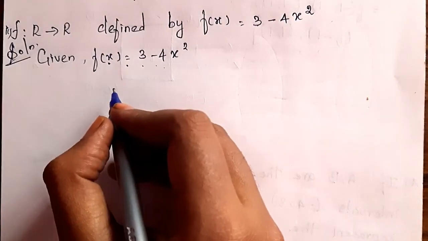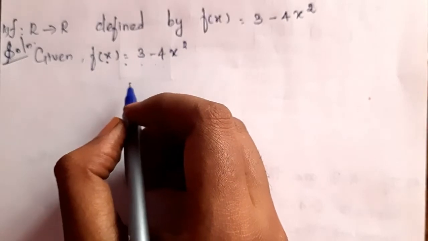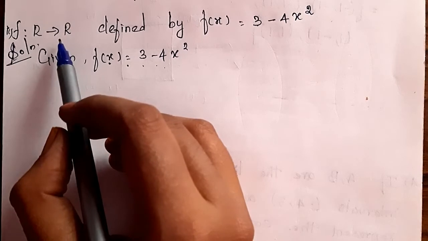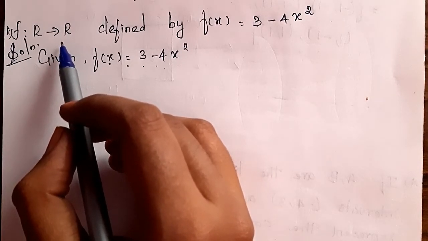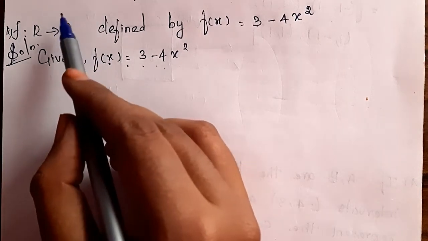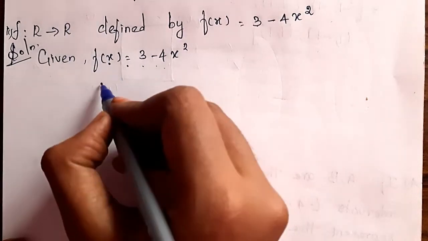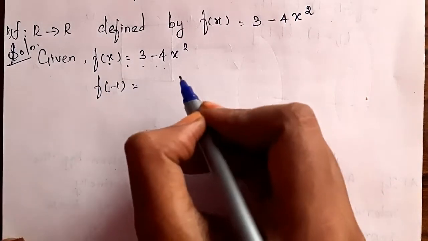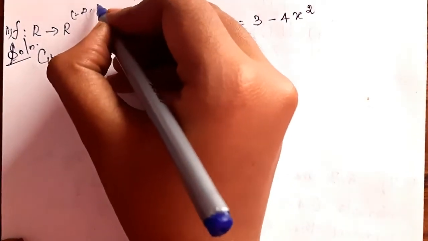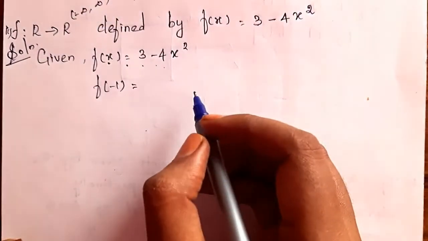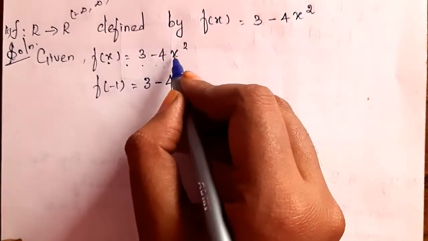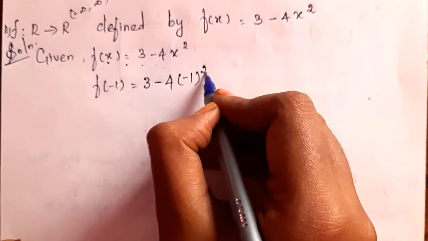Okay. Next, it is R. R means set of all real numbers. It contains negative numbers, positive numbers, 0, also decimal numbers. It is the largest number system. Okay. So first I am taking minus 1. The reason is it is the interval minus infinity to infinity.